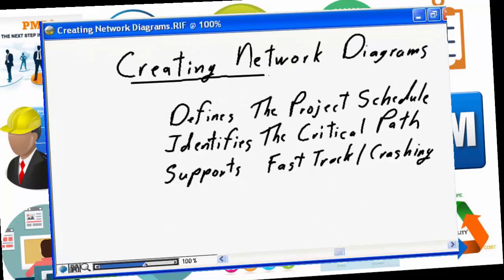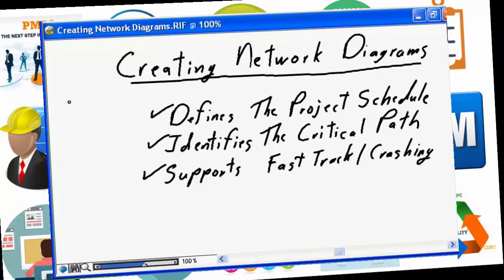In this nugget, we've looked at the process for creating network diagrams. We understand as project managers the importance of network diagrams. It defines our project schedule. It allows us to identify the critical path, which gives us the support that we need to fast track and crash our project to achieve project success.